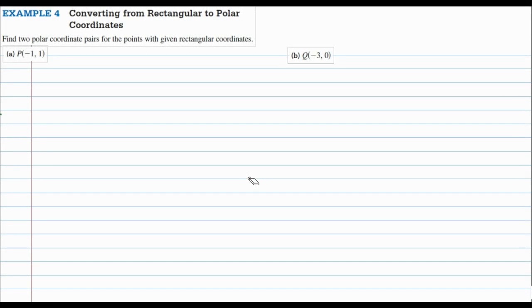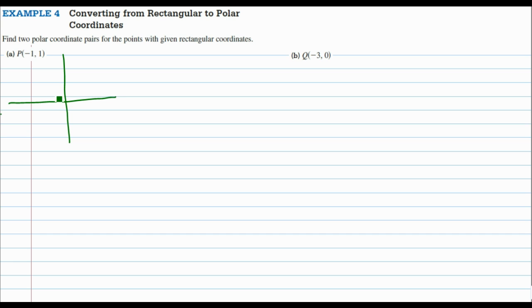This is a screencast for section 6.4, example 4. We're going to convert from rectangular coordinates to polar coordinates. So I am given a rectangular coordinate of (-1, 1), and I need to find out what the r and theta would be. Of course there's infinitely many options, but the directions ask us for 2 options to give us the same location of a point in polar coordinates.